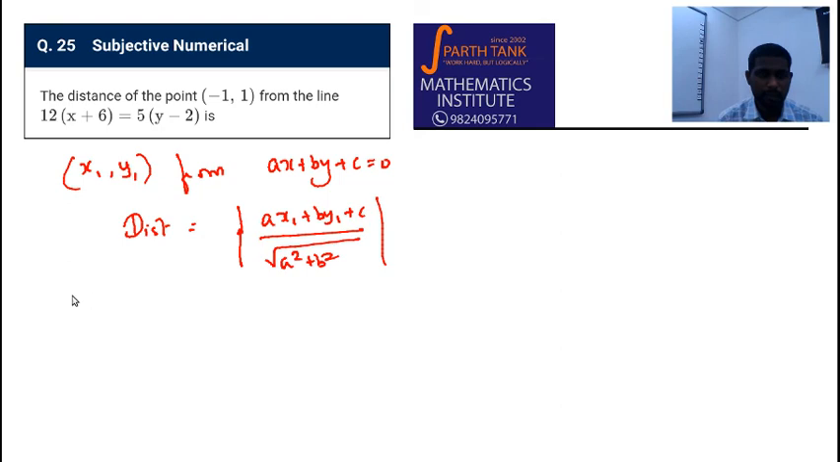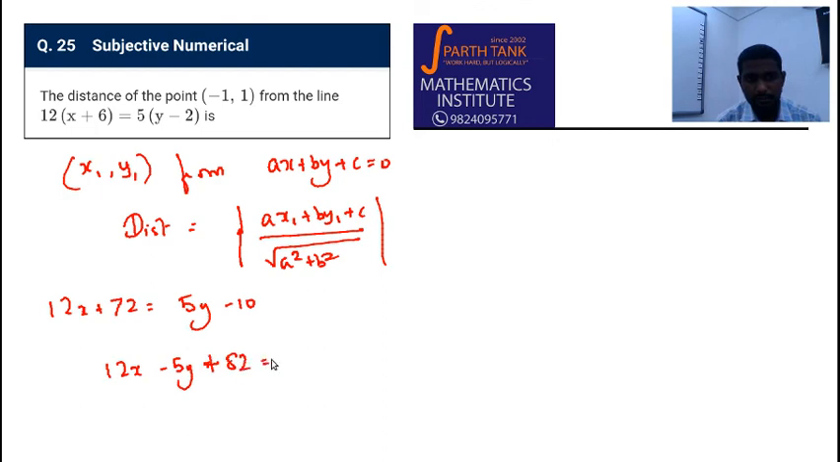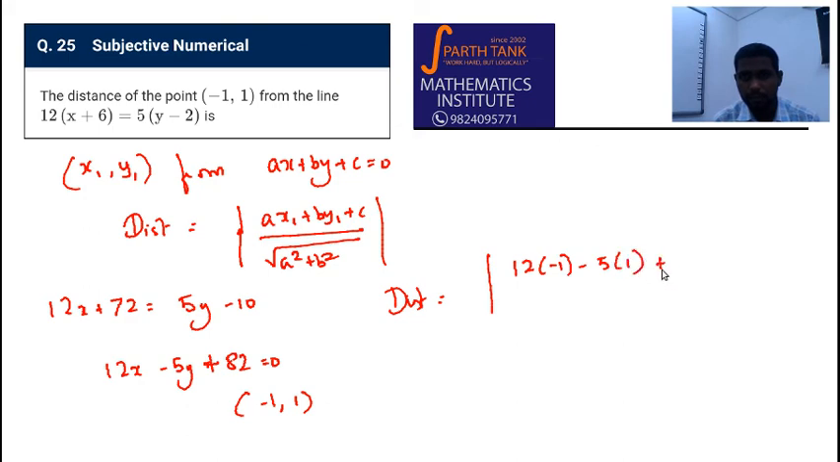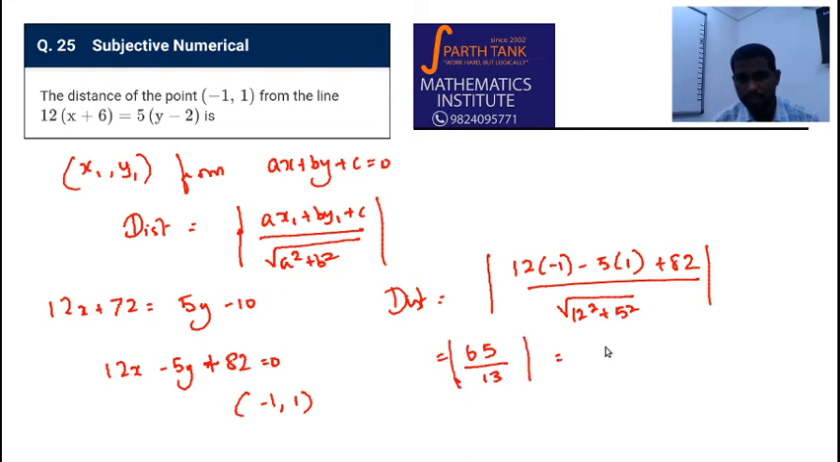So let's rewrite the equation of the line in this form. It is 12x plus 72 is 5y minus 10. So 12x minus 5y plus 82 is 0. Now the point given is minus 1 comma 1. So the distance using this formula is mod of 12 into minus 1 minus 5 into 1 plus 82 upon square root of 12 square plus 5 square. So this becomes 65 upon 13, which is 5 units. So the answer is 5 units.